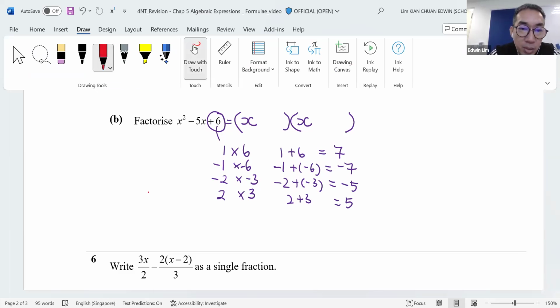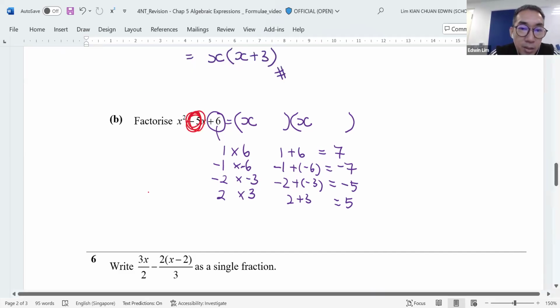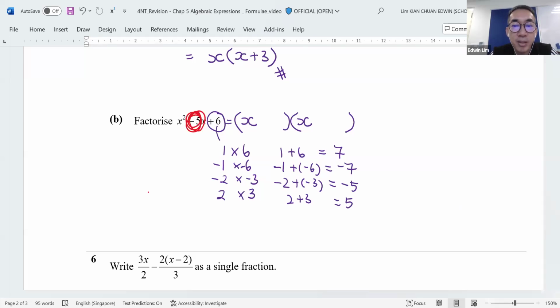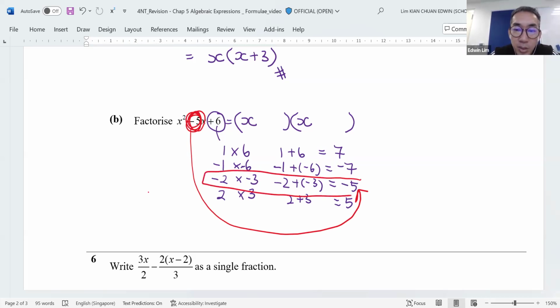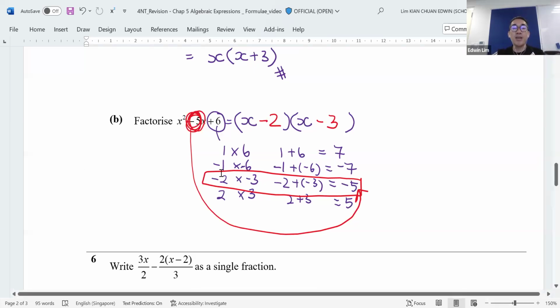Can you see the numbers here? Negative 5x. Choose the one that is linked to negative 5. Alright? So based on here, I hope you can see I'm using this set of numbers. So my answer will be x minus 2, x minus 3. Okay, so this is 5b.